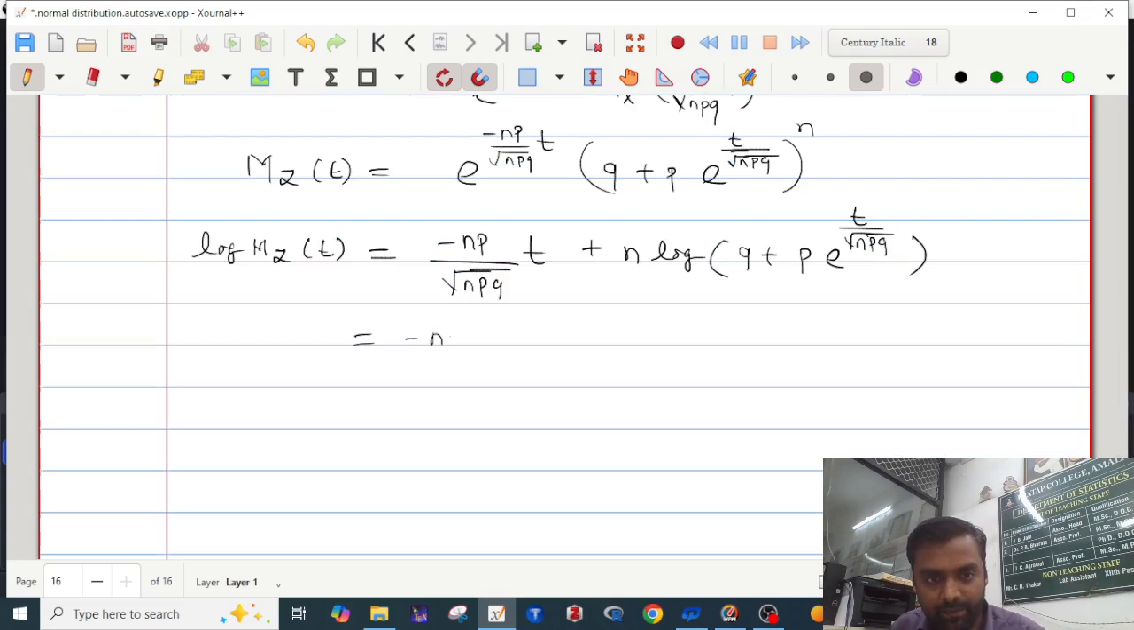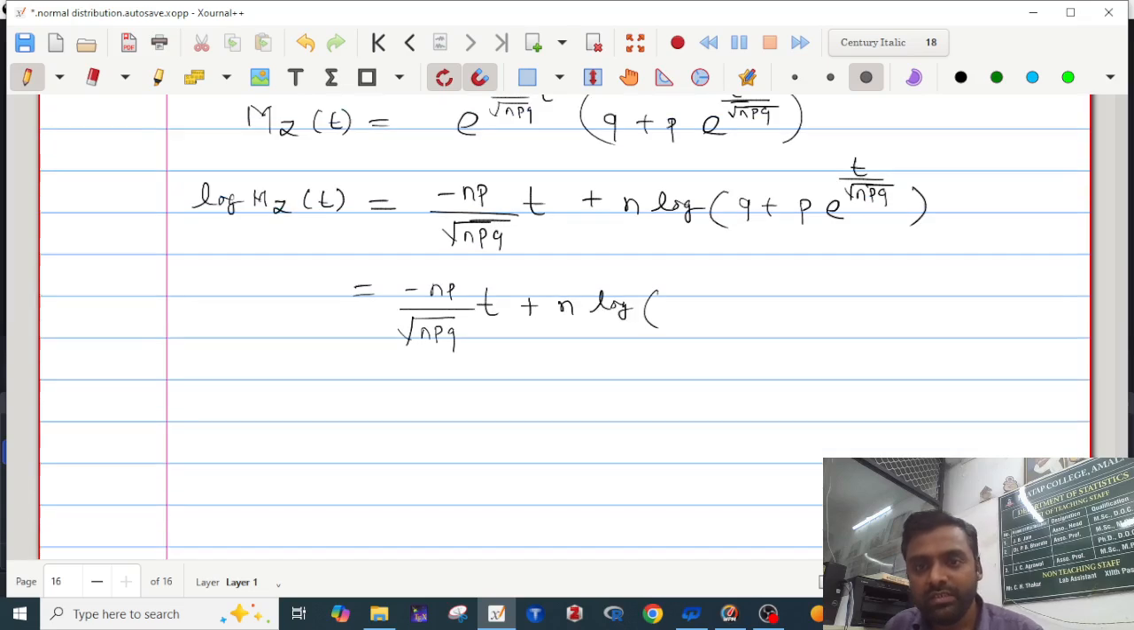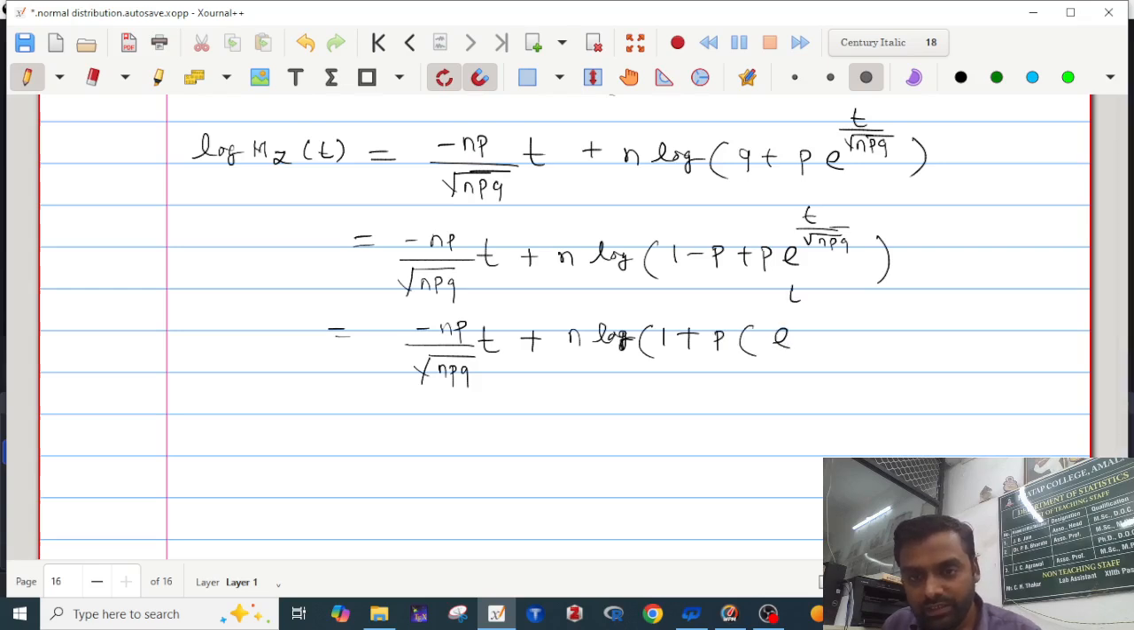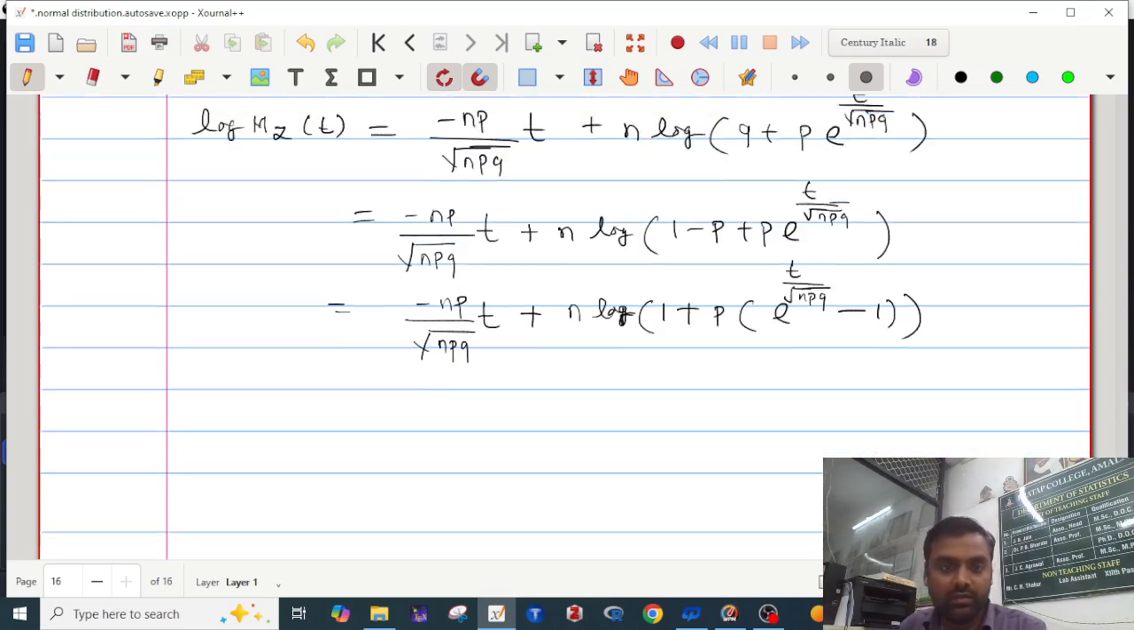Now solve this. Plus n times log of q, which means 1 minus p, so this will be minus np upon under root of npq t, plus n times log of 1 plus, if you take p constant outside, p times (e raised to t upon under root of npq minus 1). So this is your log of MZ of t.